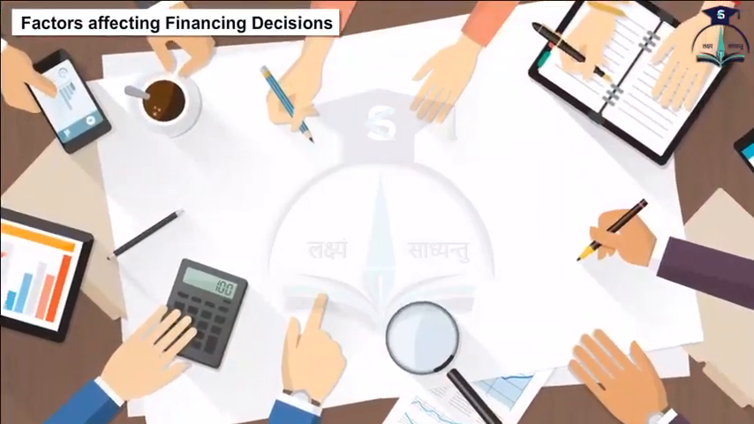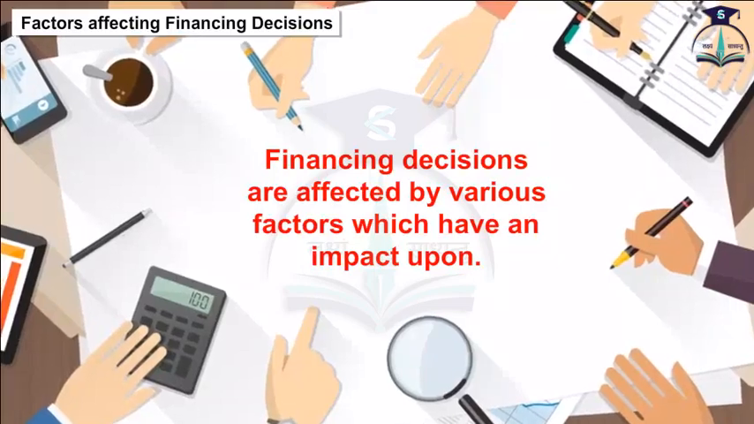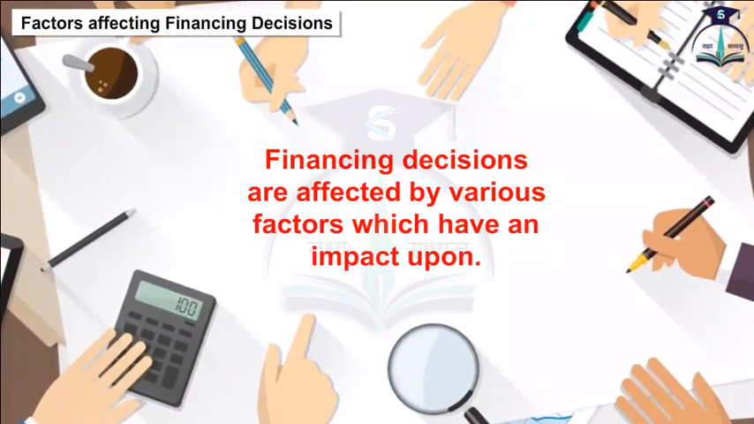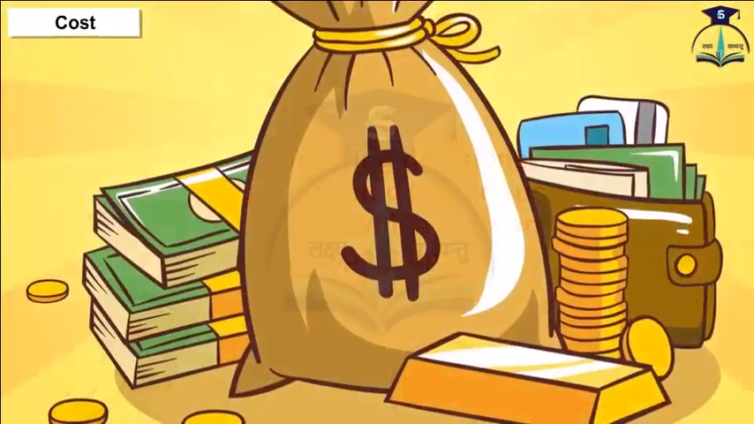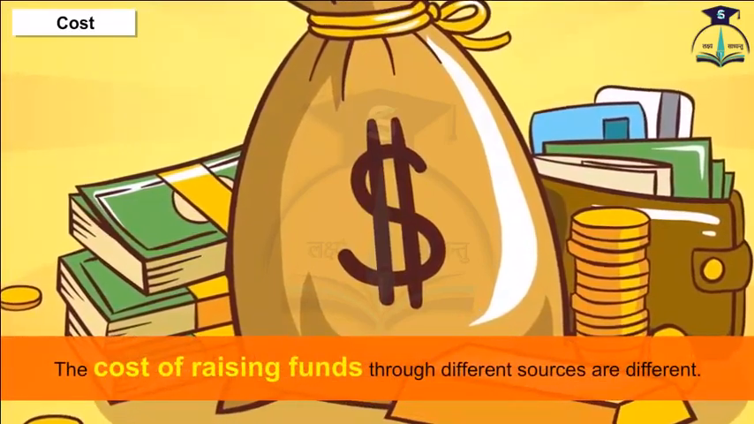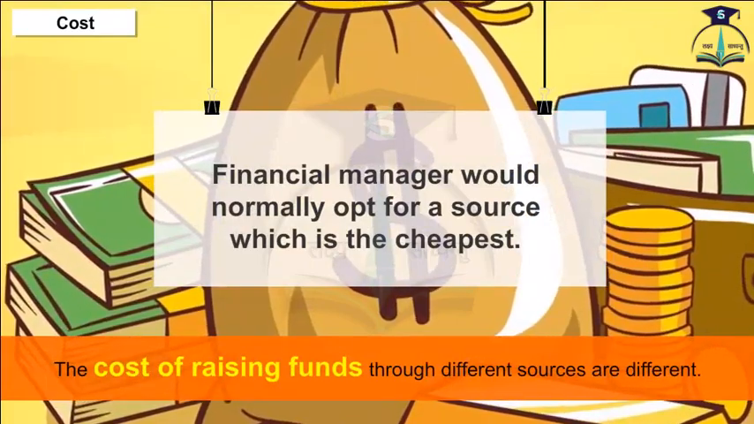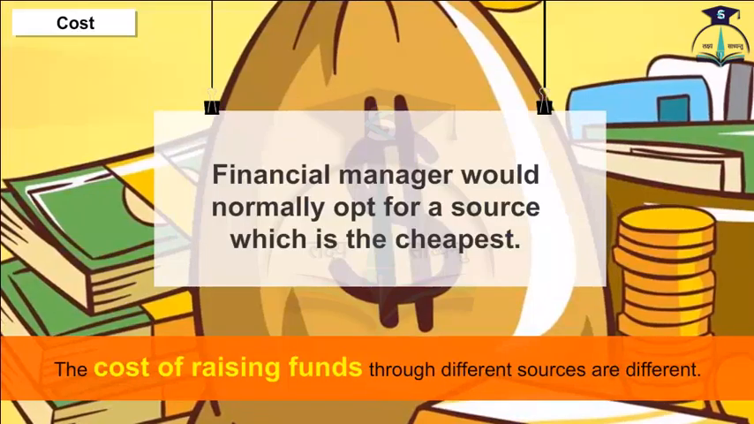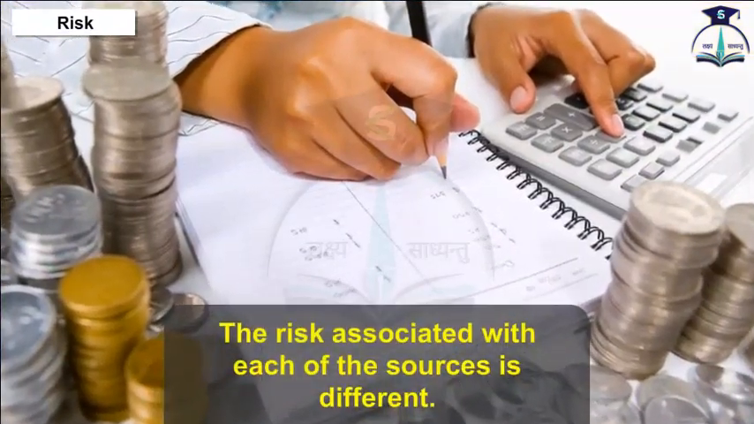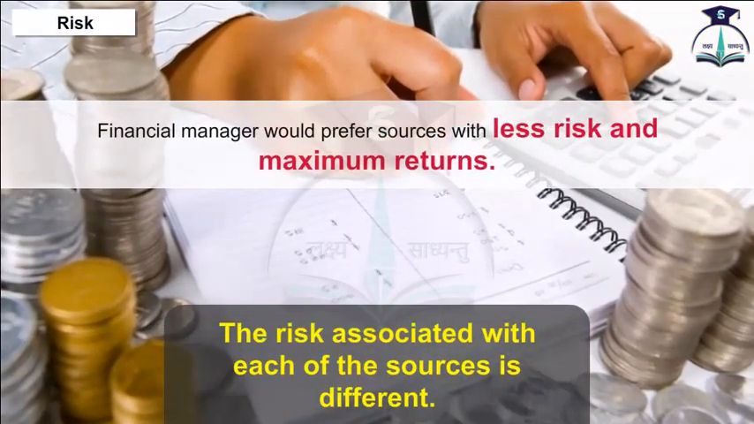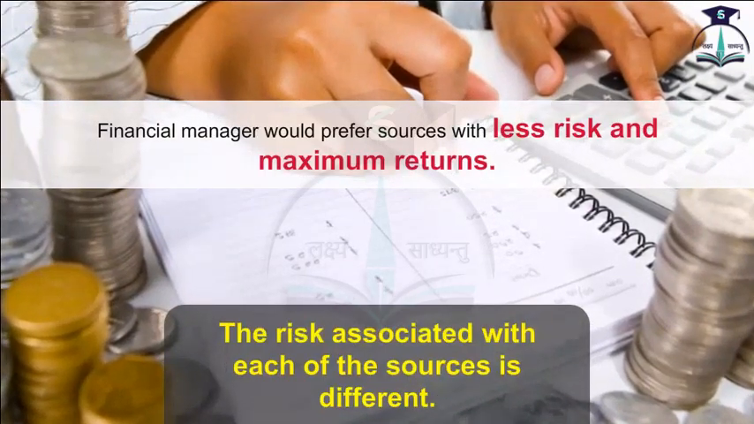Factors affecting financing decisions. Financing decisions are affected by various factors which have an impact upon it. The important among them are discussed below. Cost. The cost of raising funds through different sources is different. Financial manager would normally opt for a source which is the cheapest. Risk. The risk associated with each of the sources is different. Financial manager would prefer sources with less risk and maximum returns.